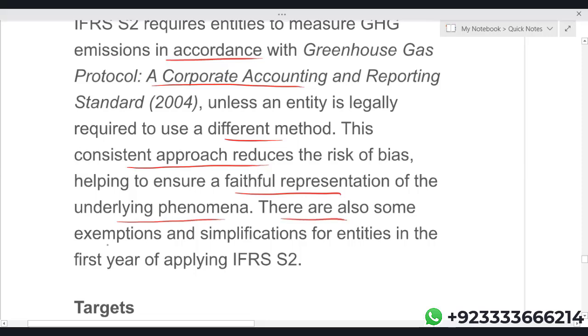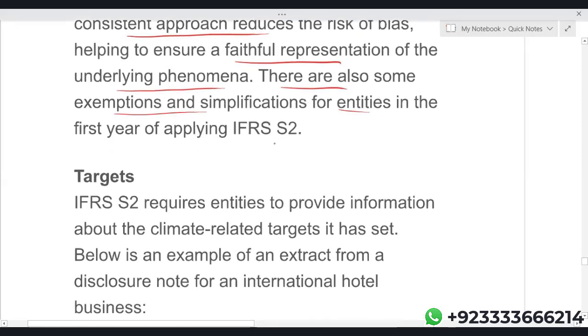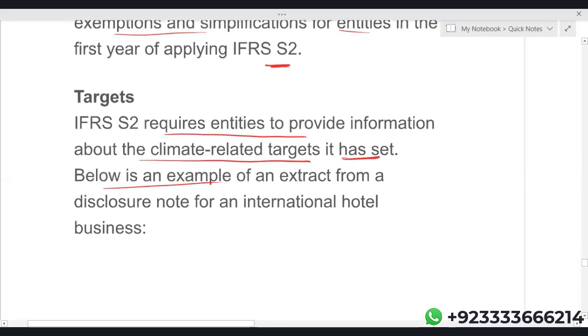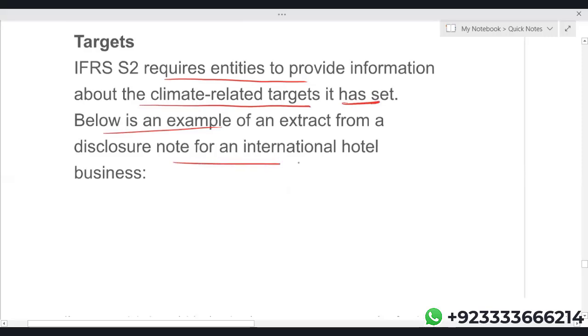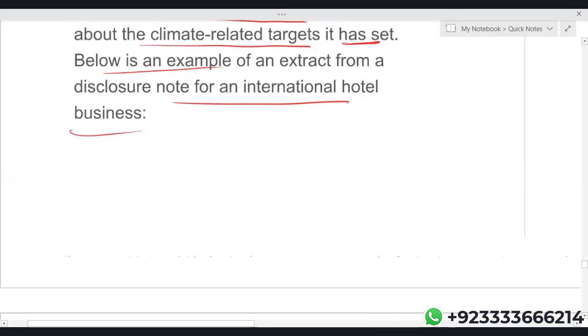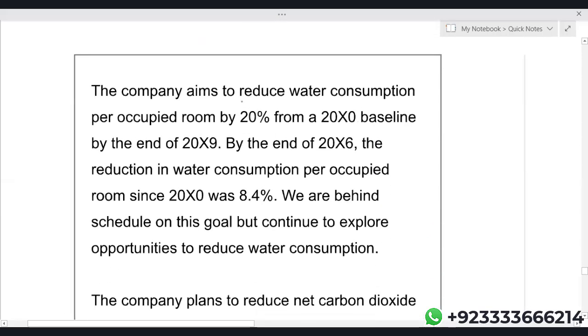There are also some exemptions and simplifications for entities in S2. First year of applying S2 targets. S2 requires entities to provide information about the climate-related targets it has set. Below is an example of an extract from a disclosure note for an international business hotel. The company aims to reduce water consumption per occupied room by 20%.